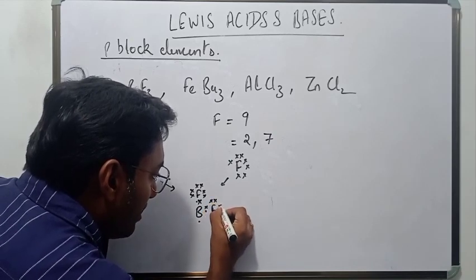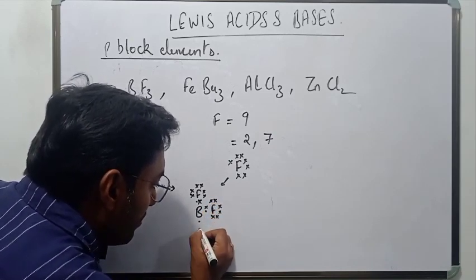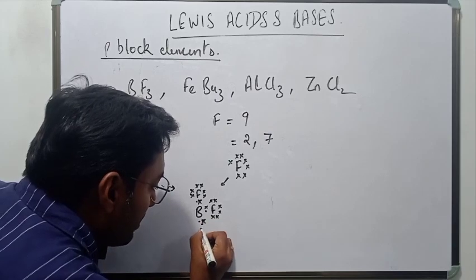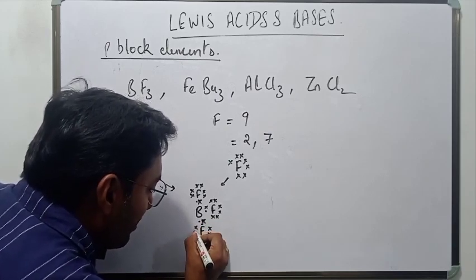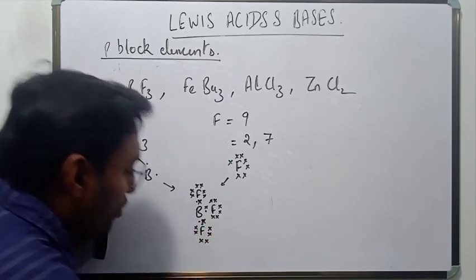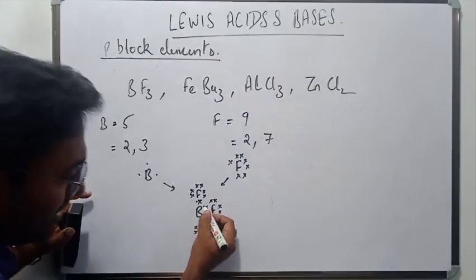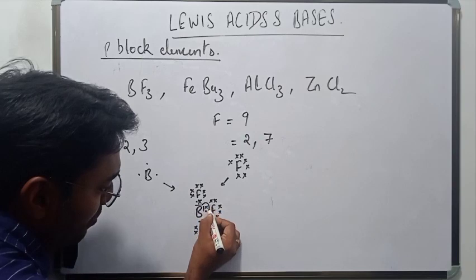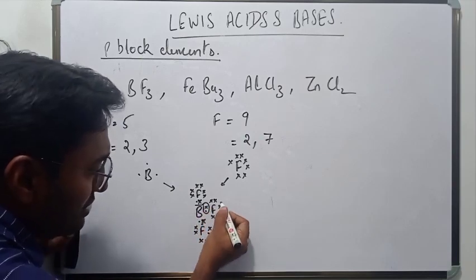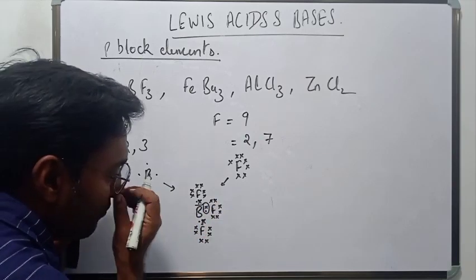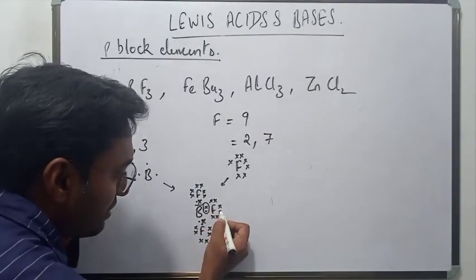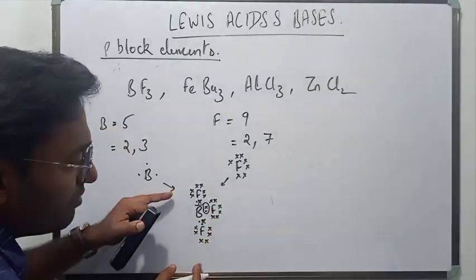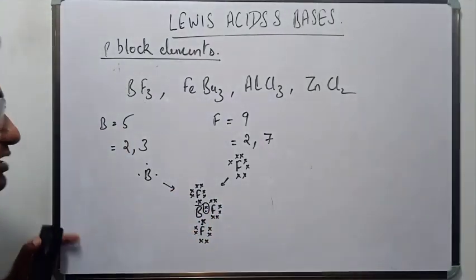By making a covalent bond with boron, what does fluorine gain? Fluorine gains its octet configuration. Look at this: by making a covalent bond with boron, fluorine is getting its octet configuration. 1, 2, 3, 4, 5, 6, 7, 8. It's the same for all 3 fluorines, which obtain their octet configuration.